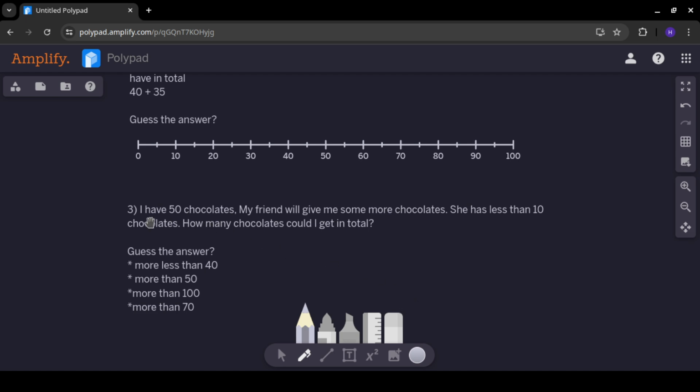And here is another way in which you can give your guessing options. So I have 50 chocolates and my friend is going to give me some chocolates. I don't know how much she's going to give me, but I know it is going to be less than 10. Right? So now can you guess how many chocolates I will have? Will it be more than 100? No. I mean, it's just very small, no? So it can't be more than 100. Can it be more than 70? I guess the maximum can be 10, right? So I don't think it should cross 60.